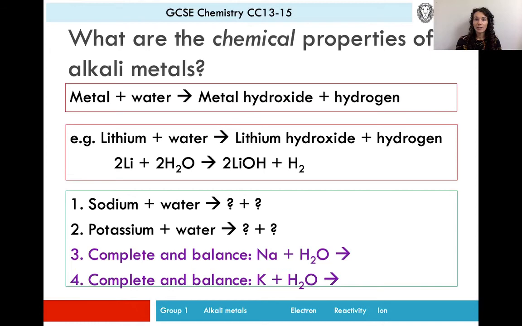Can you now, using that general equation and using the example of lithium, write out the reaction for sodium plus water and potassium plus water? And there's some equation balancing there if you're feeling very confident. Well done.